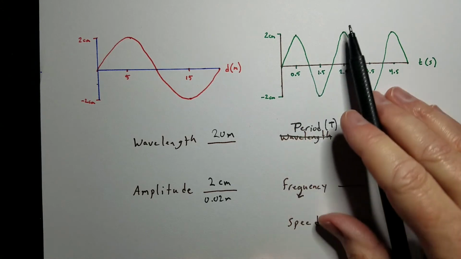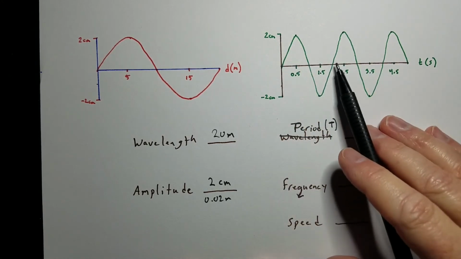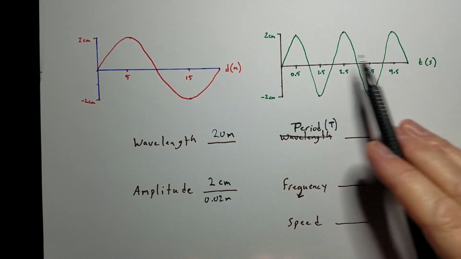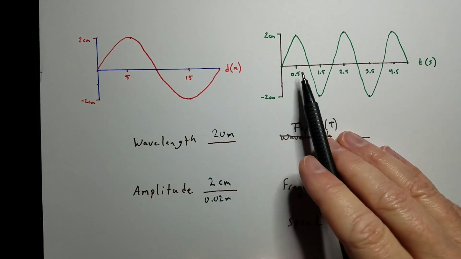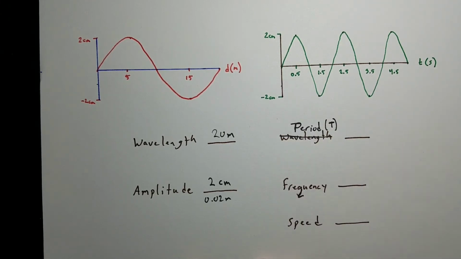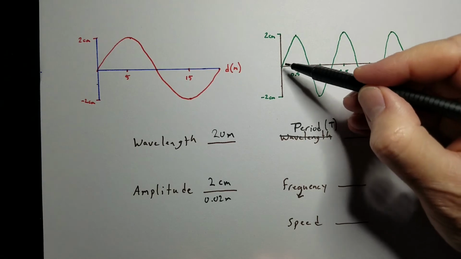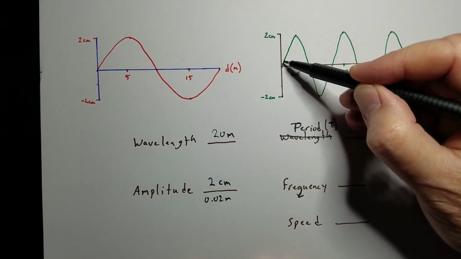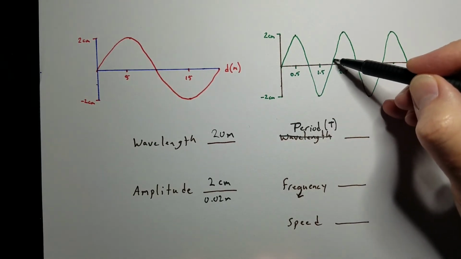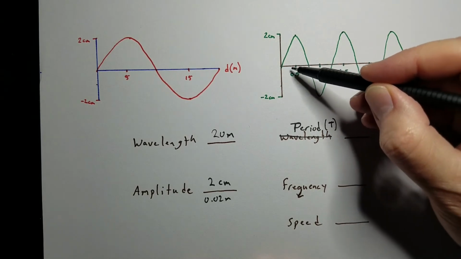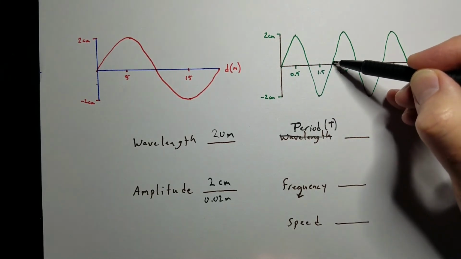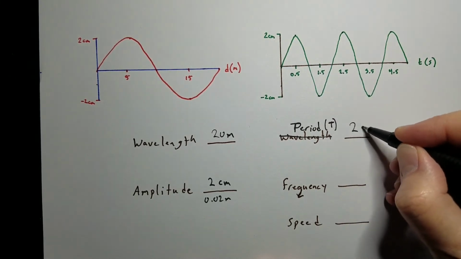And I've got several waves here. There's one wave, 2 waves, and half of another. So I've got 2.5 waves drawn here. But I only need to know the time for one wave. So if I start here at a node getting ready to go up, I'm going to go to another node getting ready to go up. So that would be half, 1, 1.5, 2, 2 seconds.